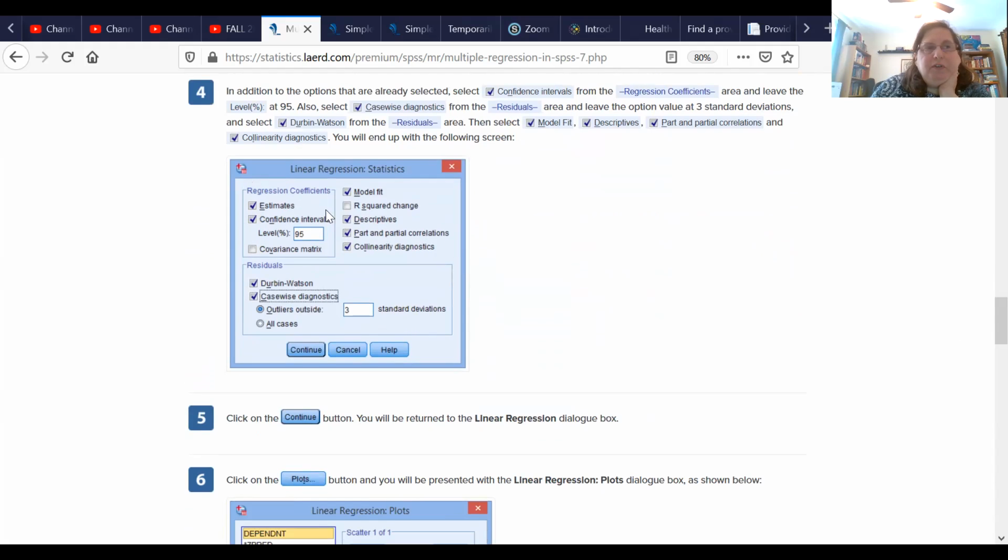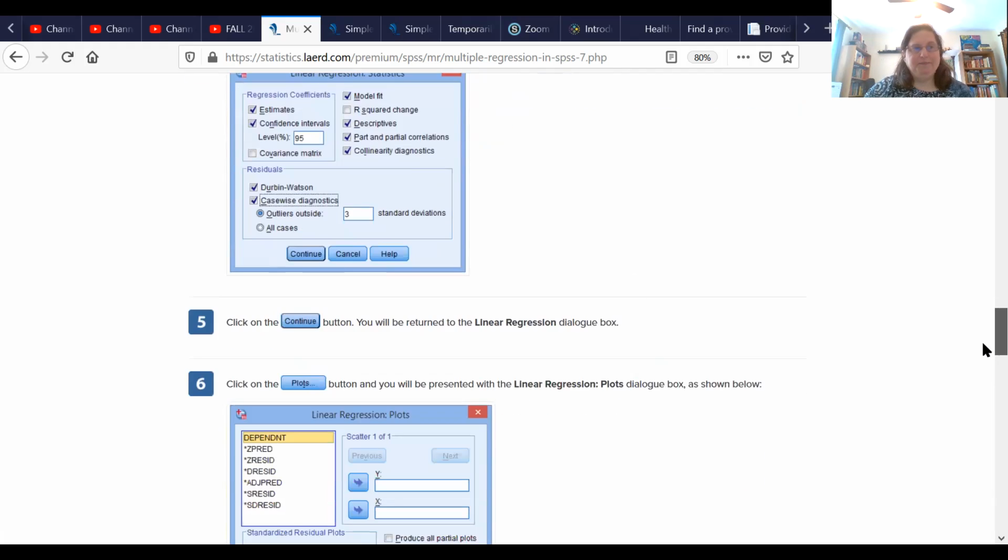Estimates, confidence intervals, model fit, descriptives, part and partial correlations, collinearity diagnostics, Durbin-Watson, case-wise diagnostics with outliers for 3 standard deviations. It's funny, the one thing they didn't check off here, I think is interesting, which is the R-squared change. But that really only makes sense if you're not putting everything in at once. So I think it's an interesting piece. If you want to include it, you can. It's not going to hurt anything.